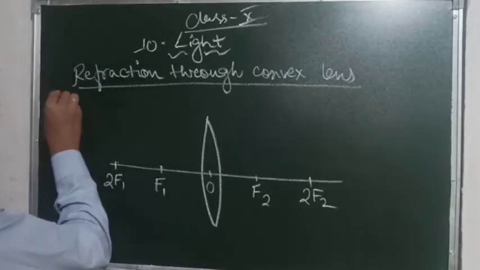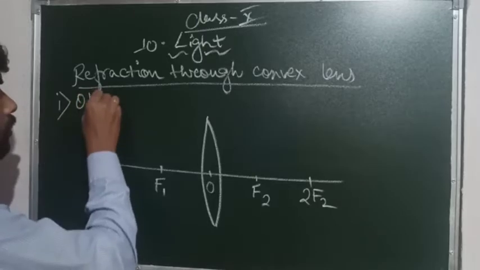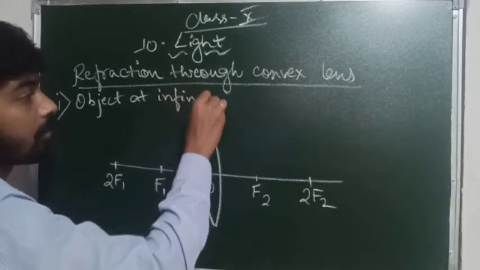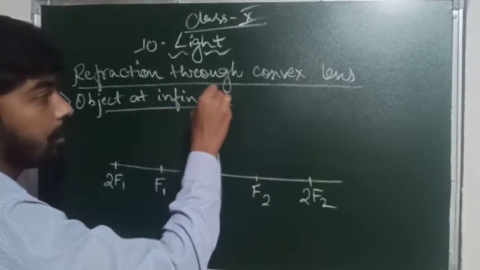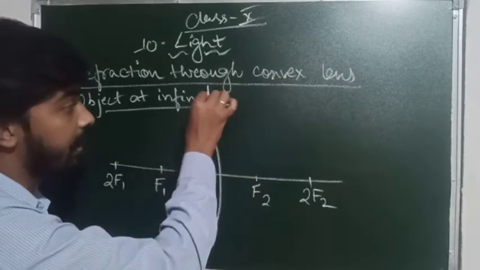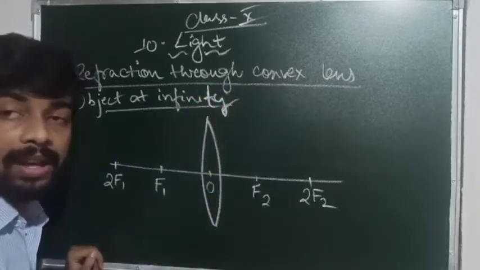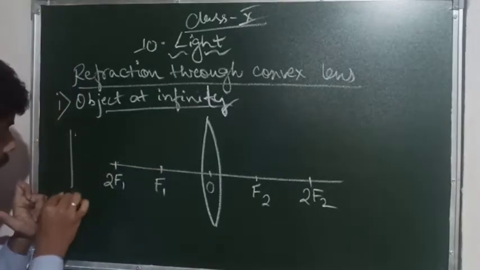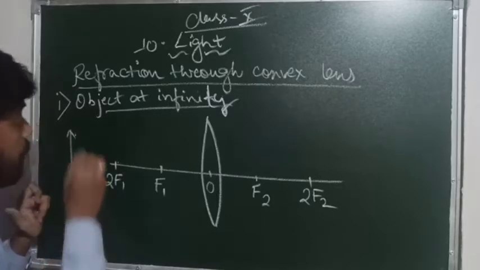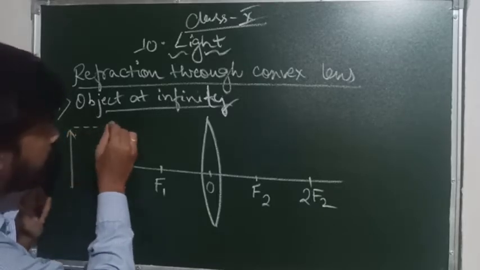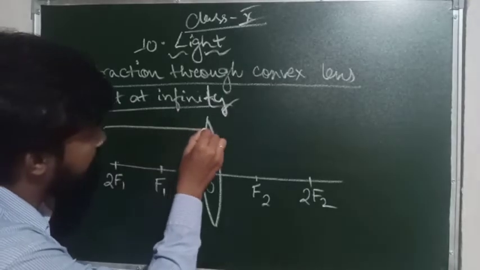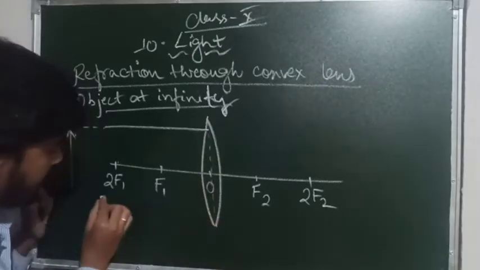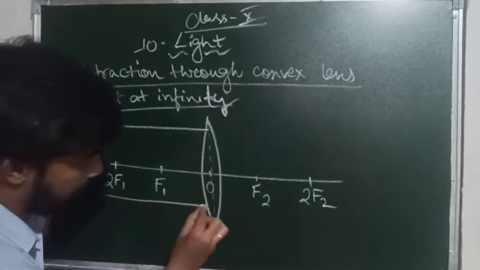So the first position of object is at infinity. In the previous videos also we have learned that whenever the object is at infinity, light rays come parallel to the principal axis. When the object is very far away, we are taking the object as at infinity. Light rays come straight, parallel to the principal axis, up to the lens, means up to the half part, or we can say middle part of the lens.